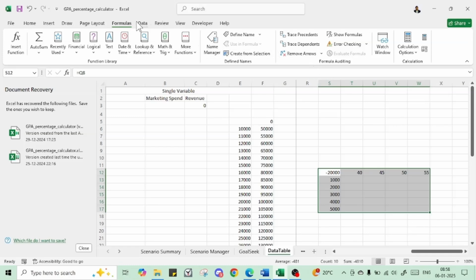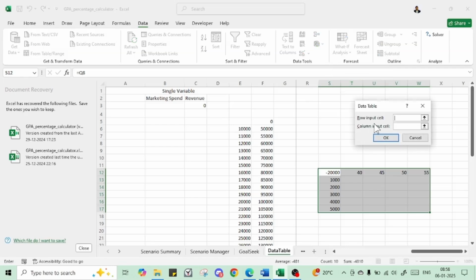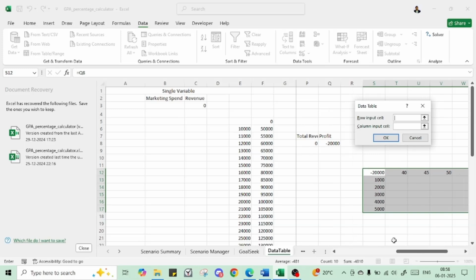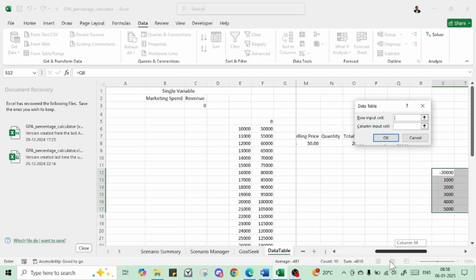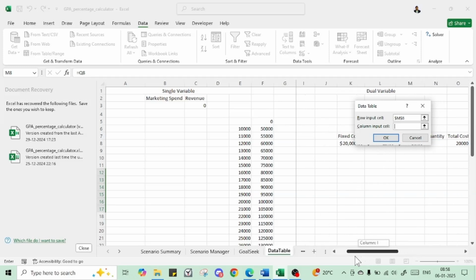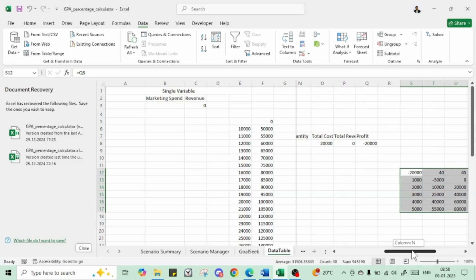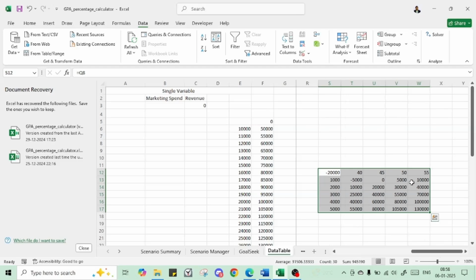cells. And now if you go to the Data tab, What-If Analysis, Data Table, you tell it the row input cell. This is the row, and the input cell is the selling price. So let's select the selling price. And the column input cell is the number of units, quantity. On selecting these two, we populate all of these values, showing what the profit will be for each scenario.